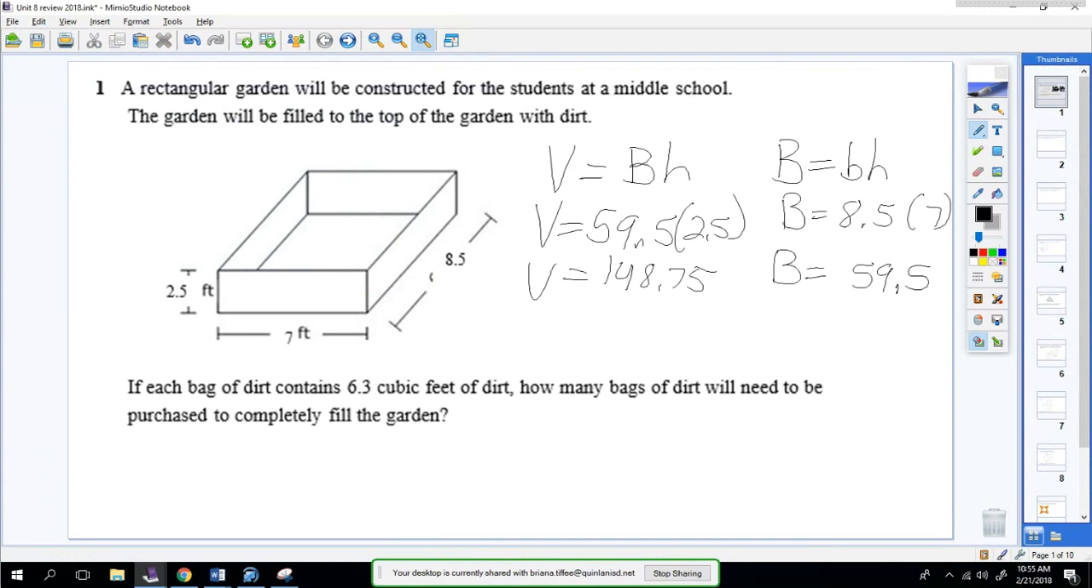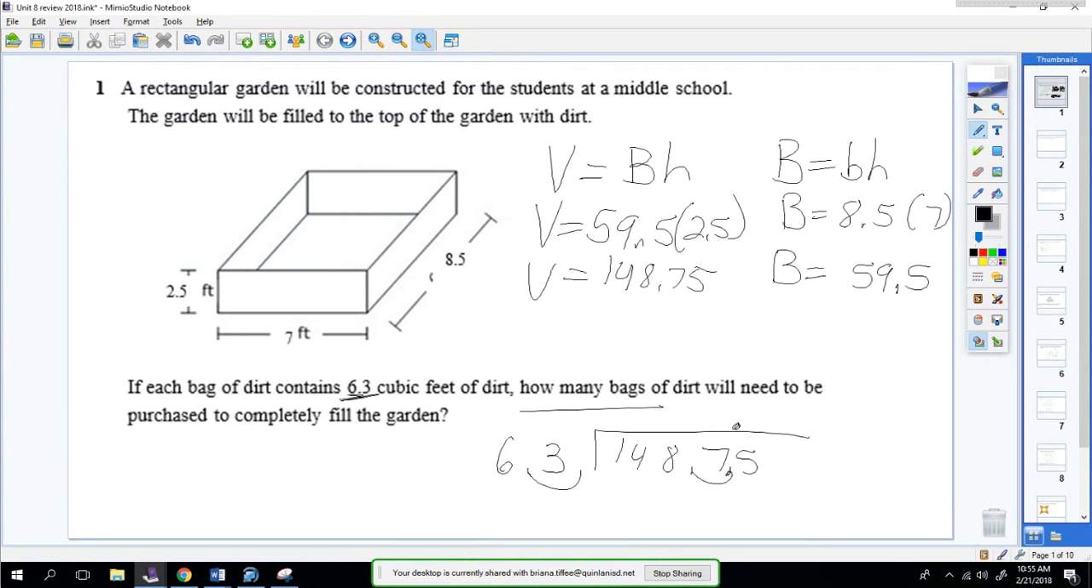It's not asking for the volume. It's asking for how many bags it will fill up. Well, each bag is 6.3 cubic feet of dirt. I have 148.75 cubic feet of dirt to fill. So I'm going to divide 6.3 into 148.75. Remember, you can't have a decimal on the outside, so you move this once, you move this once.